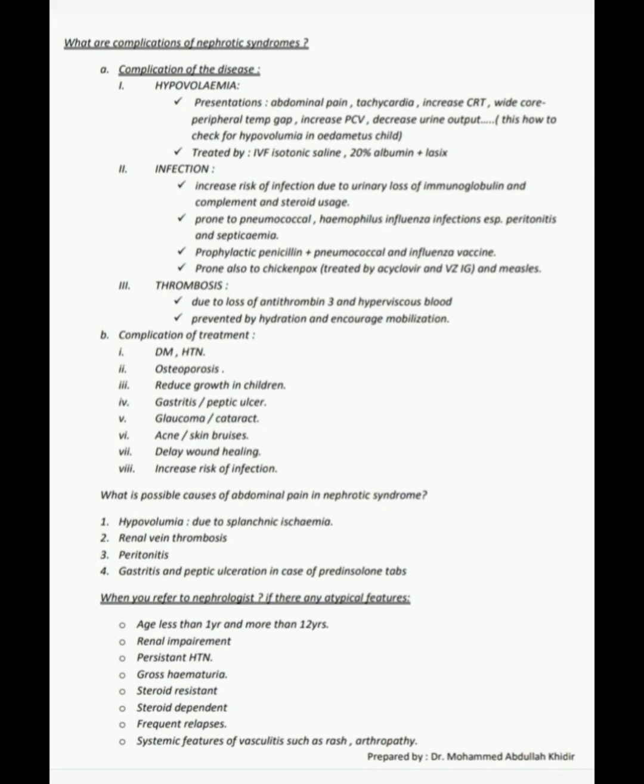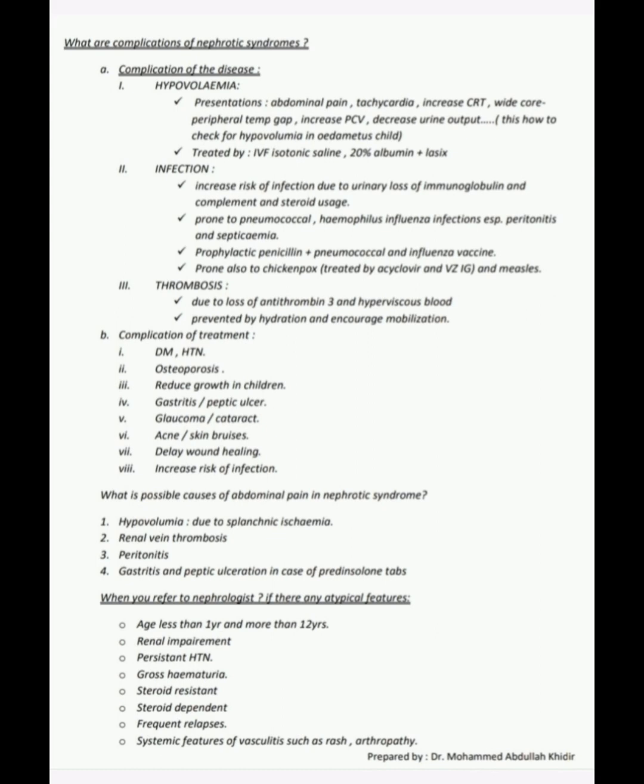Next, number 2 is infection, one of the important complications of nephrotic syndrome. There is increased risk of infection due to urinary loss of immunoglobulin and complement, and steroid use. Prone to pneumococcal and Haemophilus influenzae infections, especially peritonitis and septicemia. Prophylactic penicillin plus pneumococcal and influenza vaccine. Prone also to chickenpox, treated by acyclovir and varicella zoster immunoglobulin, and measles.